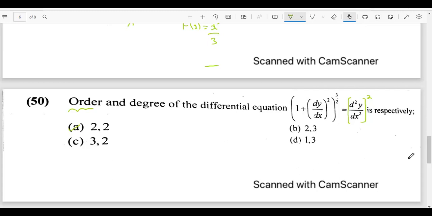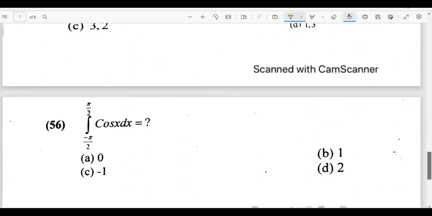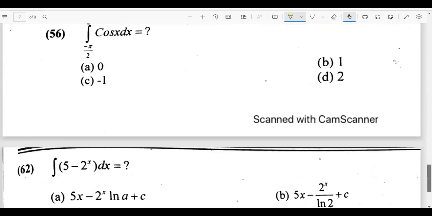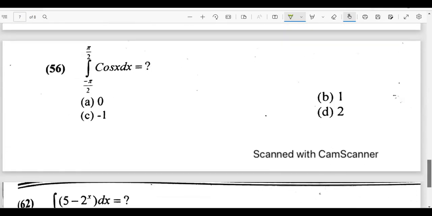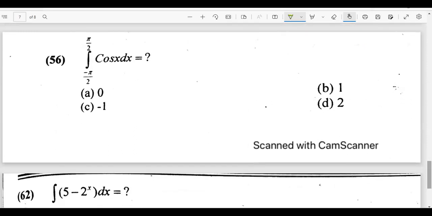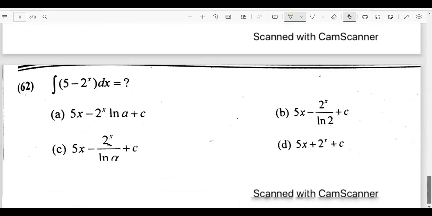Yes. Okay, I'm sorry about this. Let's do the last one. It's more important. This one is easy. You just need to plug in the values. Cos x would give you sine x, and then just pi by 2 and minus pi by 2. But this one is more important.